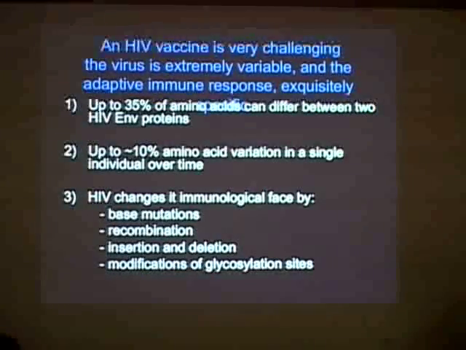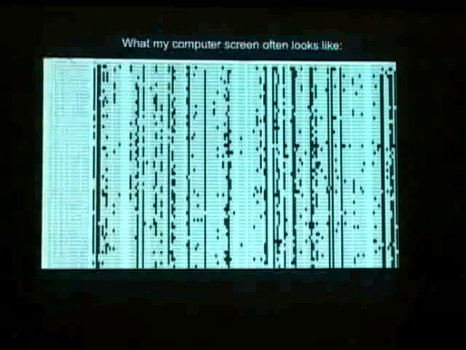It's really challenging because it's so variable, and the adaptive immune response is really specific. So remember, I was telling you, T cells see specifically a pathogen, and then they remember it. Well, if you've got different pathogens in every person, you've got to make an immune response that's able to see all of them. So HIV is changing and evolving all the time in every single person, by base mutations and recombination, which we talked about. It also does by insertions and deletions, and it modifies its glycosylation sites.